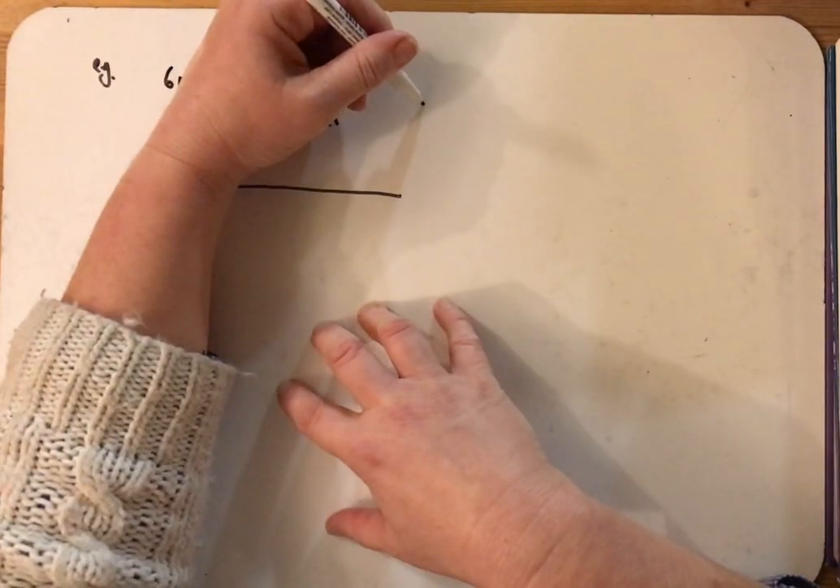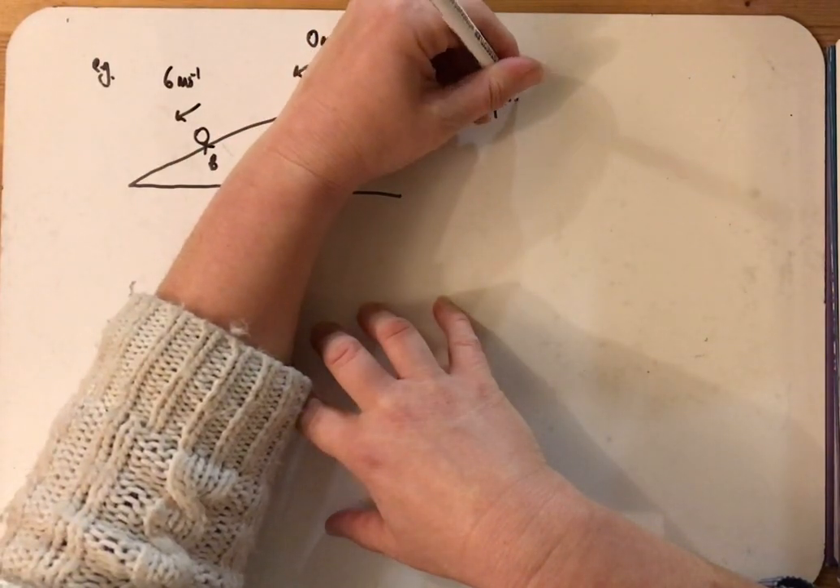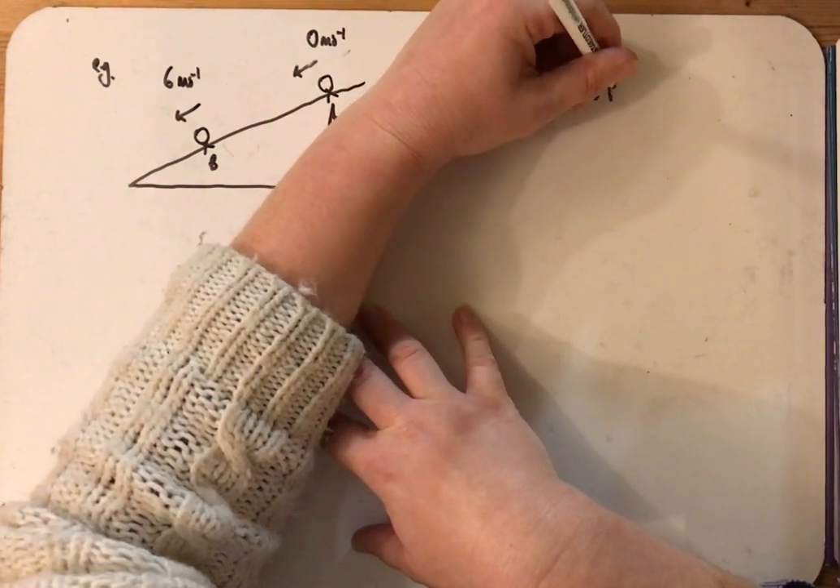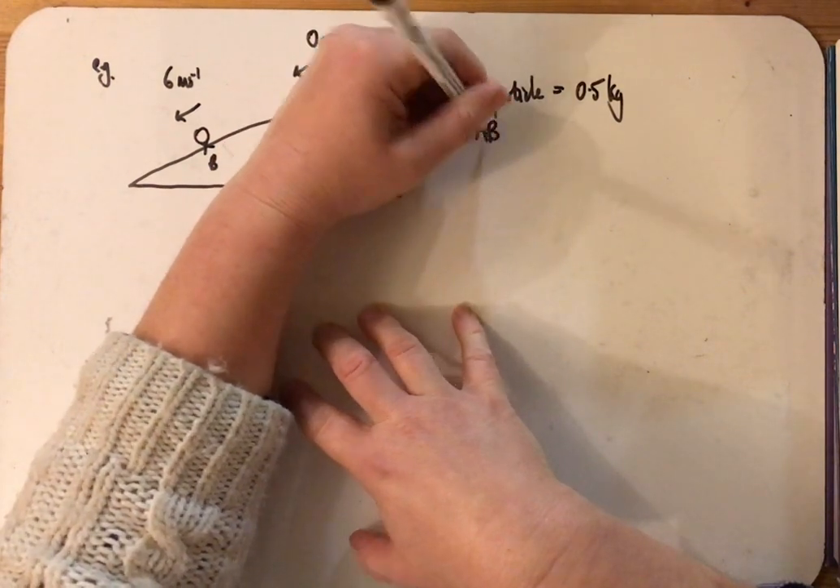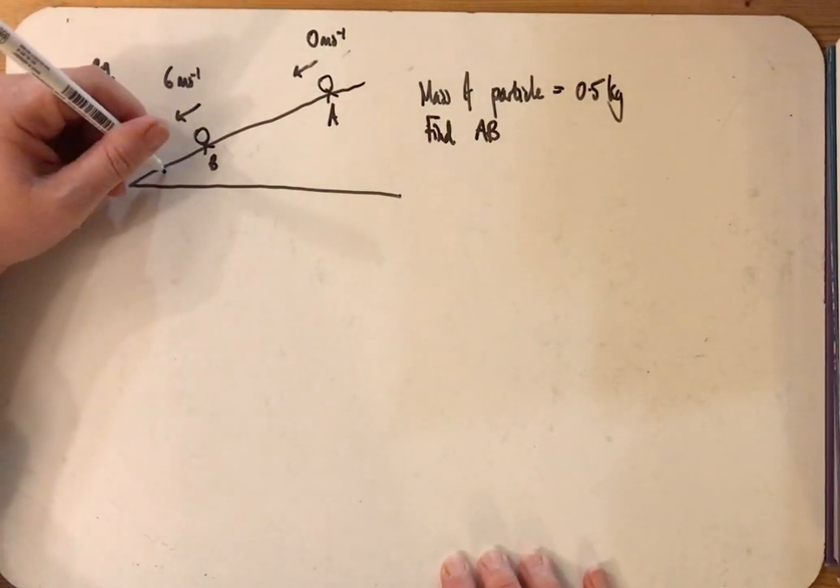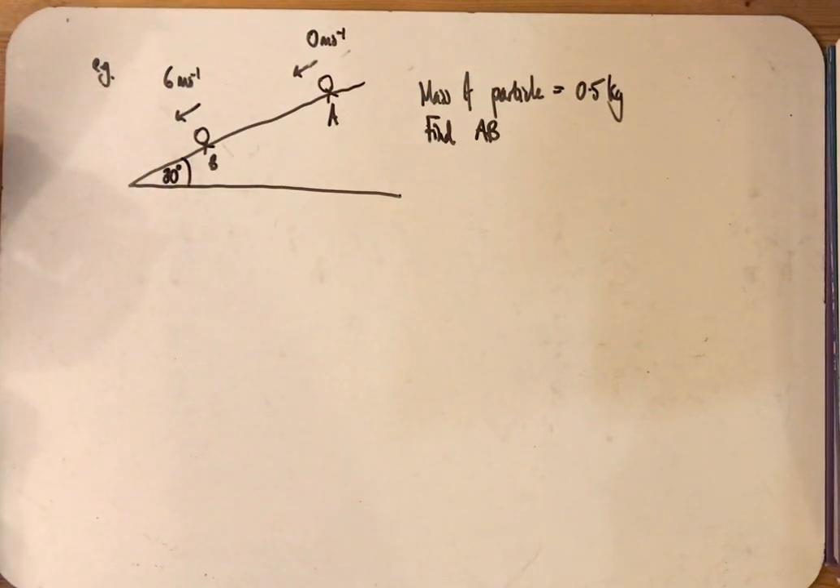The mass of the particle is 0.5 kilograms, and we want to find AB. So it's tempting to start trying to treat this like a SUVAT problem, and you shouldn't really need to use SUVAT equations in energy problems. This angle's 30 degrees here. Obviously they might bring in some SUVAT questions, but generally they're energy problems.